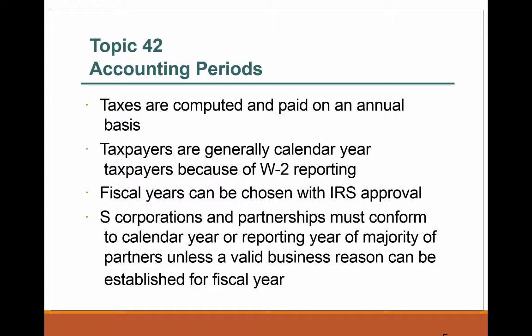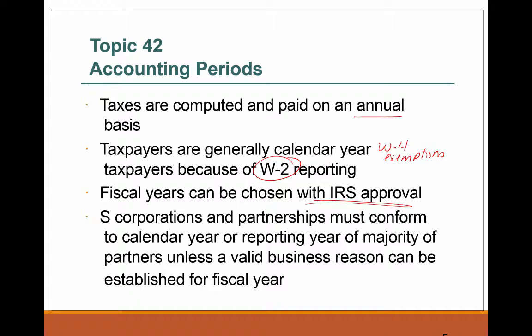So for accounting periods, taxes are usually computed and paid on an annual basis. And taxpayers generally have a calendar year because of the W-2 reporting. Remember, you fill out a W-4 with your exemptions, but the W-2 gives you your gross wages and the taxable wages that you have. Now, fiscal years can be chosen, but you need IRS approval for that. This is very rare, so as you start your career in financial planning, you won't see that very often.